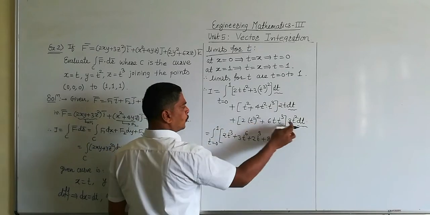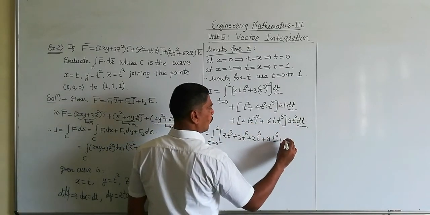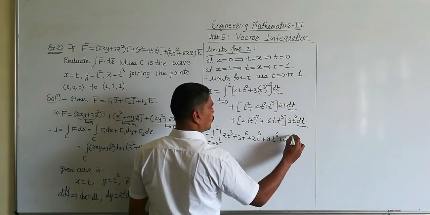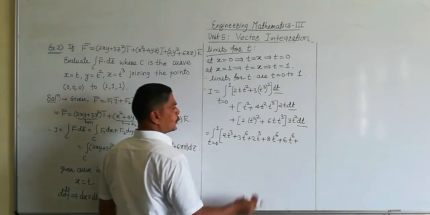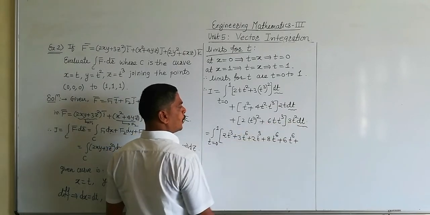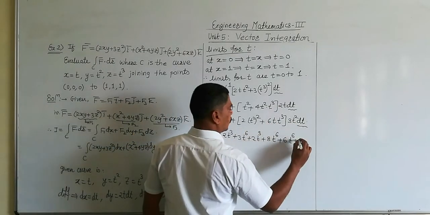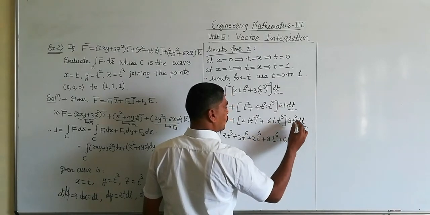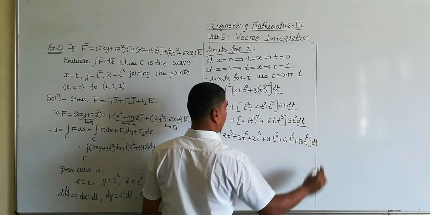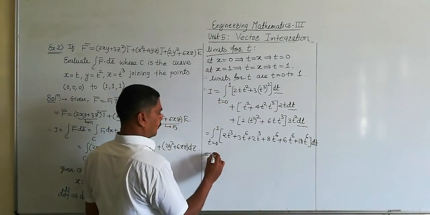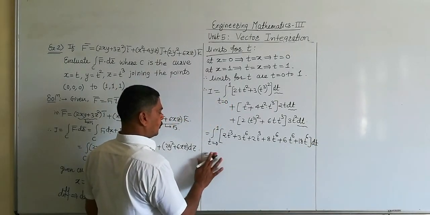Then plus this term becomes t raised to 4. 2t raised to 4 into 3t raised to 2 becomes 6t raised to 6. And plus this term becomes 6 into t raised to 4 into 3 into t raised to 2, that is 18 into t raised to 6. Bracket complete dt. Now take addition of this same power term.